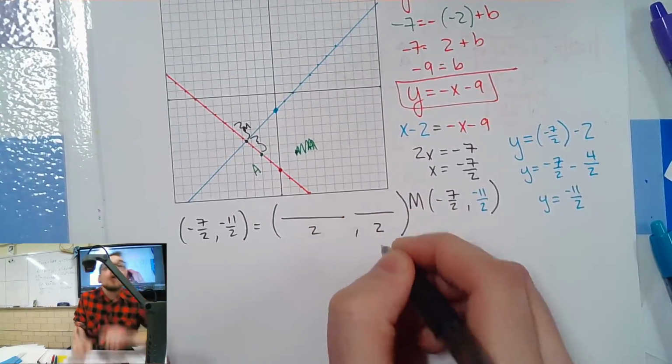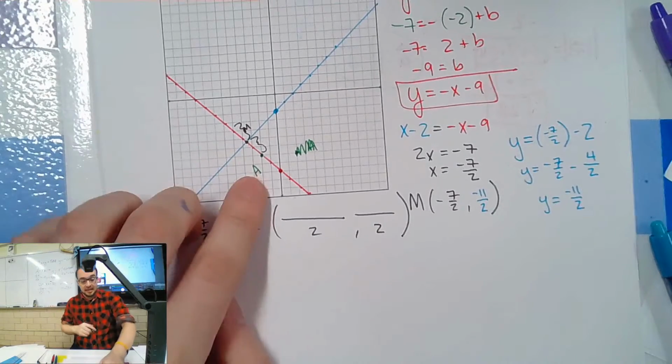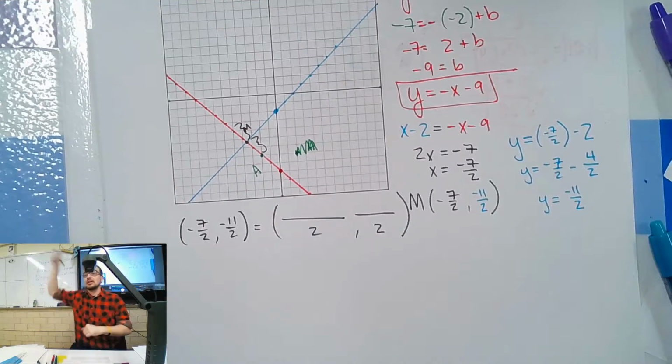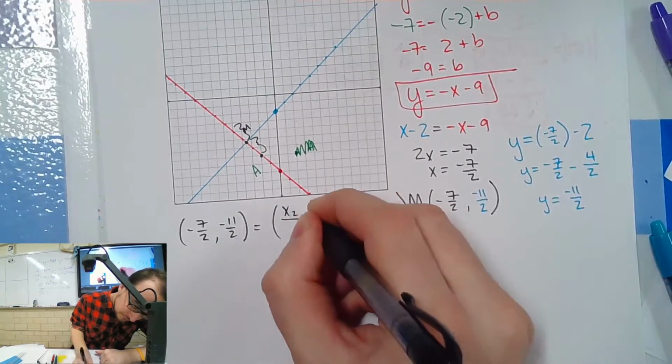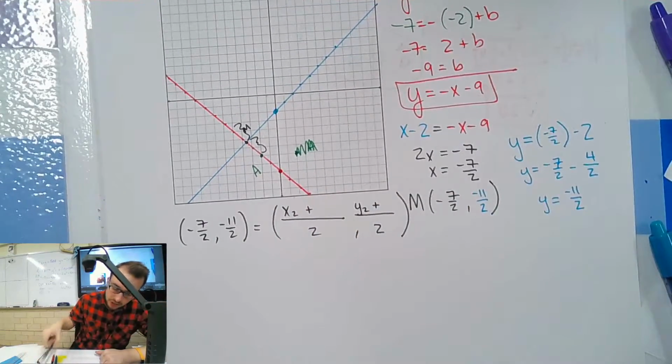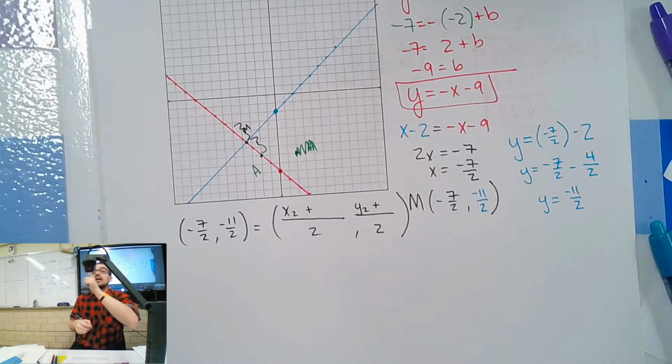y's. Now we know one of our x's and y's because that's A. We don't know the other. That's the other one we're looking for, right? So the one we're looking for is x2 and y2. And the one we know is A, which is -2, -7. You with me?